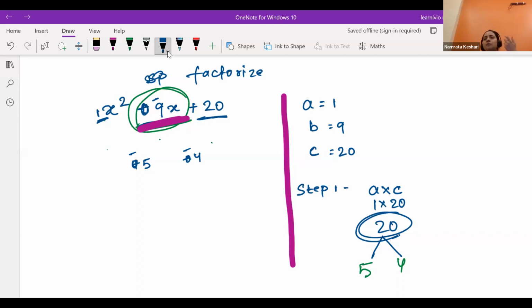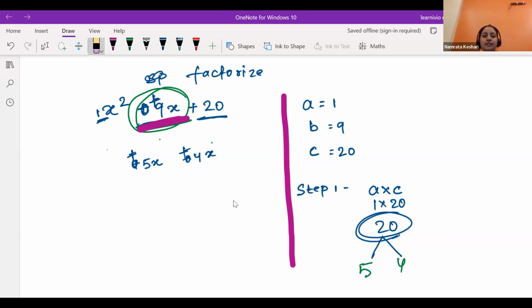Is it 10 into 2? Is it 5 into 4? Is it 1 into 20 or what? Okay, so here 5 into 4. Now, since we are having +9x over here, we realize that +5 and +4 will work. So we'll be taking +5x and +4x. Getting it?